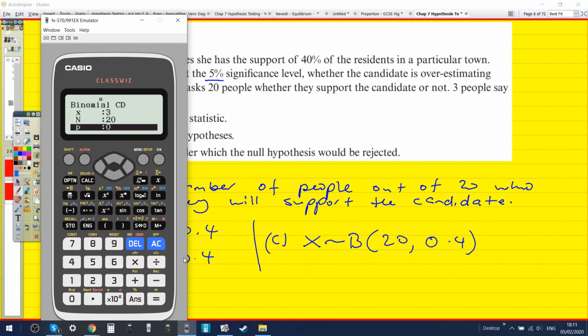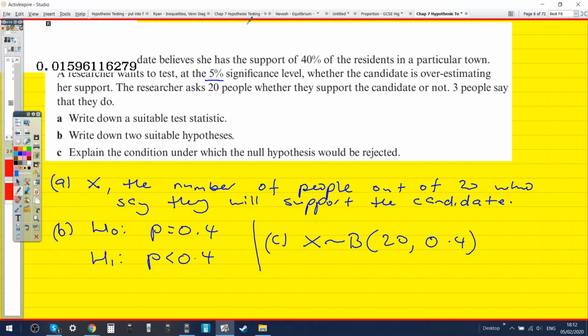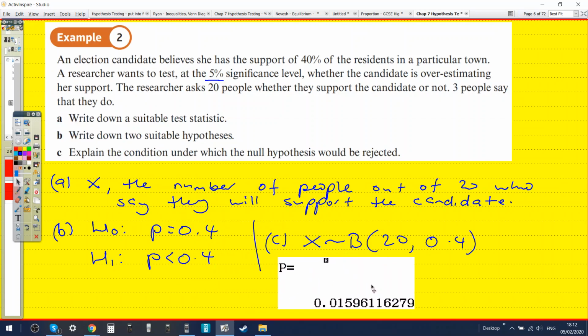Is P 0.4? Yes. So X is how many, like for this particular one, the test statistic. N is the total population, total number of people. And then P is probability. And we press equals. What do we get? A really small number. Is it this one? Yeah.